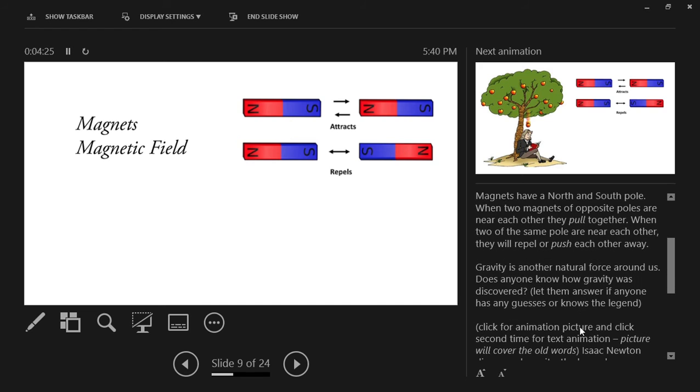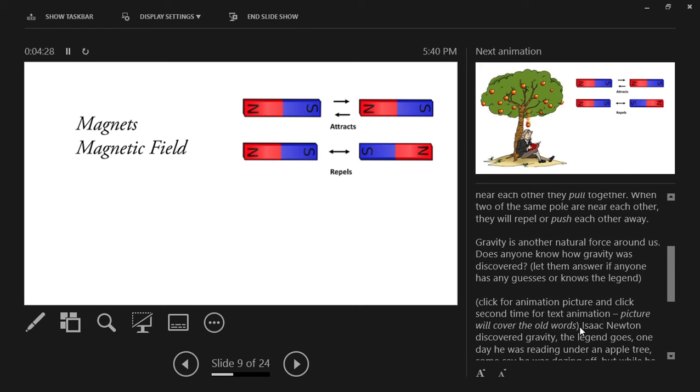So gravity is another natural force around us. Does anyone know how gravity was discovered? You let them answer and see if anyone knows the legend.